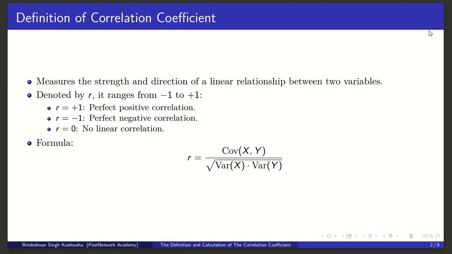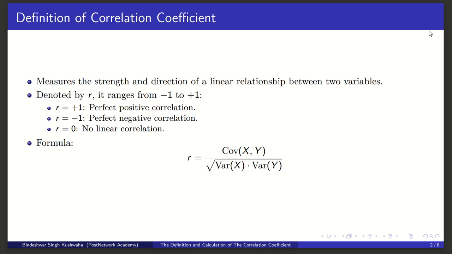And let us see the formula. So R is equal to covariance upon under root variance x variance y. Variance of x and variance of y are under root, that means they are standard deviations. So it means correlation is standardized covariance.